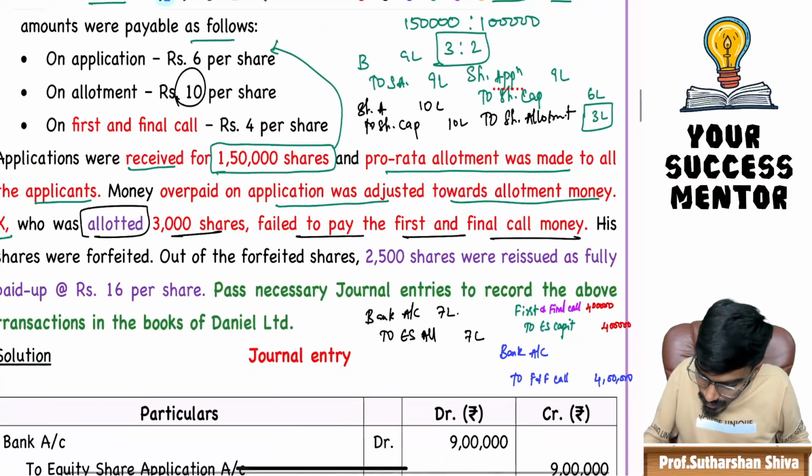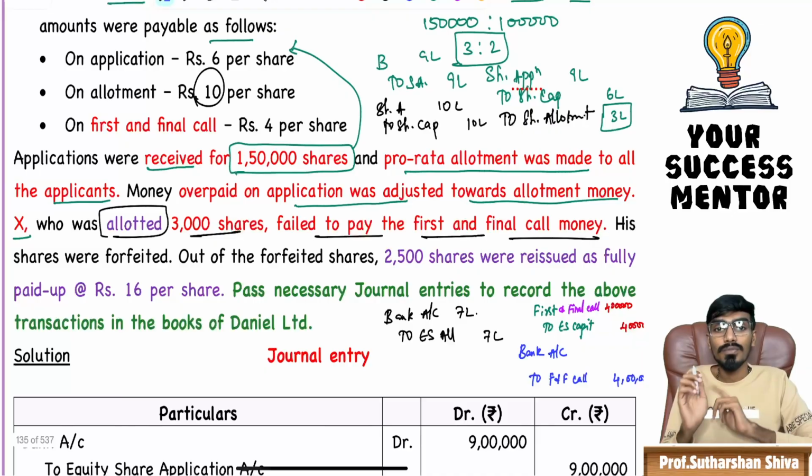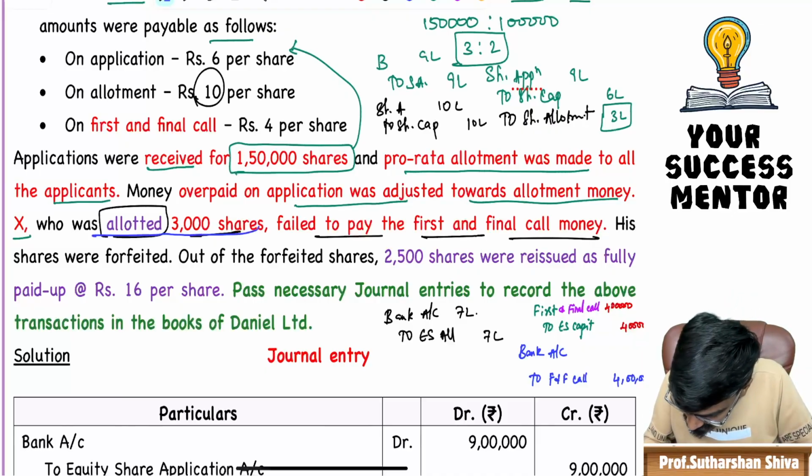Now you guys come and tell me. Listen. X, who was allotted 3,000 shares. Correct?